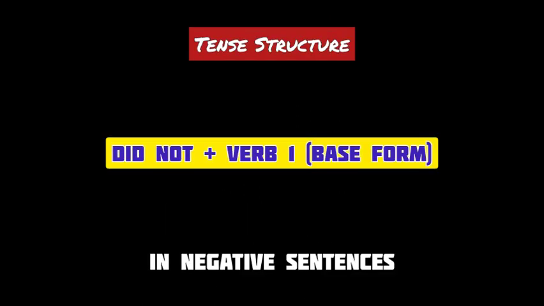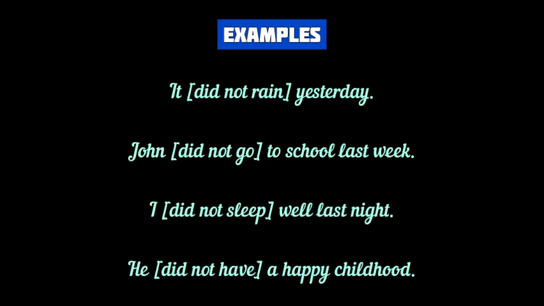But for the negative sentence, the simple past has a different structure. It is did not plus the first form or the base form of the verb. Make no mistake, in the negative sentence, we use did not plus the first form of the verb and not the second form. Now here are some examples of the simple past tense in negative sentences.